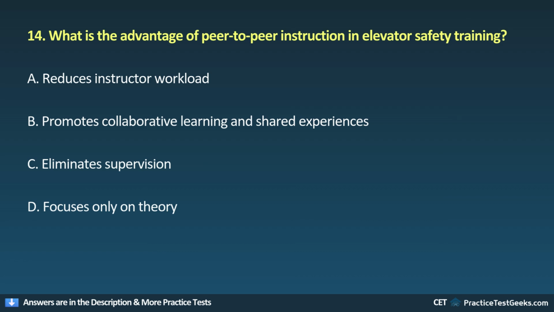14. What is the advantage of peer-to-peer instruction in elevator safety training? A. Reduces instructor workload. B. Promotes collaborative learning and shared experiences. C. Eliminates supervision. D. Focuses only on theory.